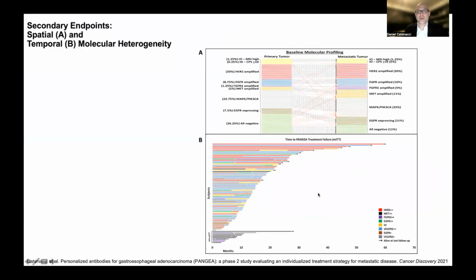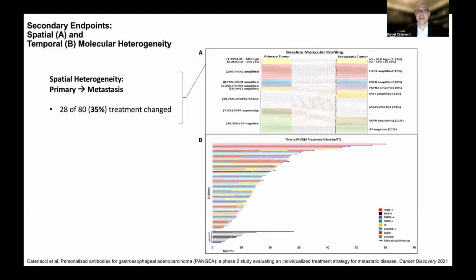So what did we learn? The first thing that we learned from the biomarker perspective was the heterogeneity, which was expected, but we wanted to characterize what the degree of spatial and temporal heterogeneity actually was. So the top figure in A is showing you the baseline spatial heterogeneity from the primary tumor biopsy result to the metastatic tumor result. And so you see the incidence of each of the pre-assigned biomarker groups in each of the primary tumor and the metastatic tumor.